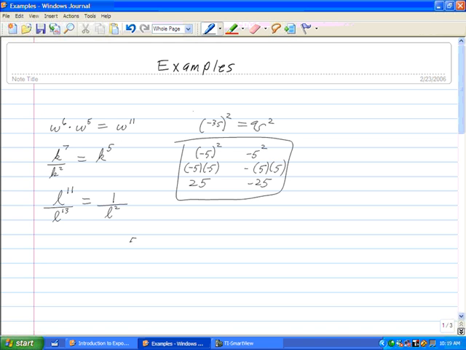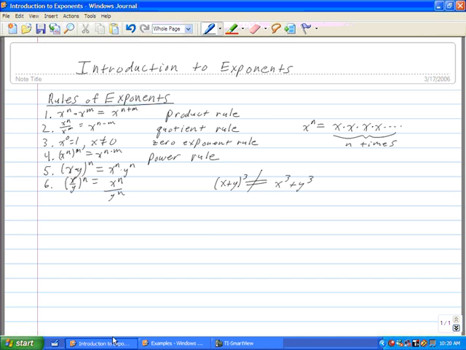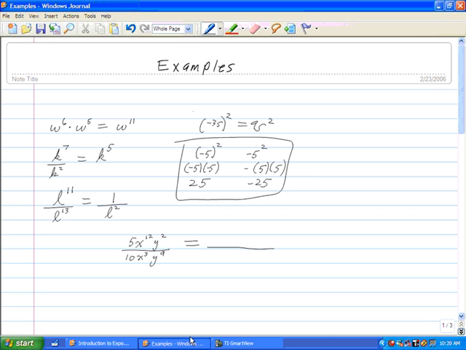Let's look at 5x to the 12th y squared over 10x to the 3rd y to the 9th. Alright? Now when you're working with these rules of exponents, one thing to note is that even though they're given to you in a certain order, they do not have to be used in that order. These rules can be used in any order that you want as long as they're used correctly. So I'm going to do what's convenient for me. 5 over 10 is 1/2. That was the easiest thing for me to do, so I did it first.